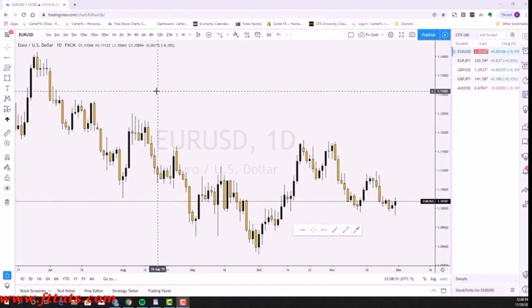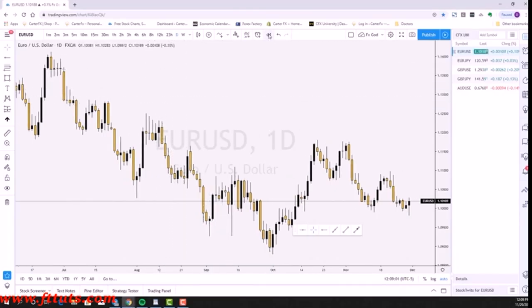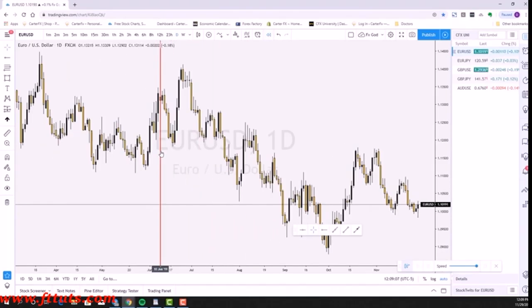Okay, so continuing on, we're going to cover how to edit supply and demand as we flow with price from one area to the next. So I'm going to go ahead and use the replay feature, this little button here that says bar replay. And let's start with this area on our charts.